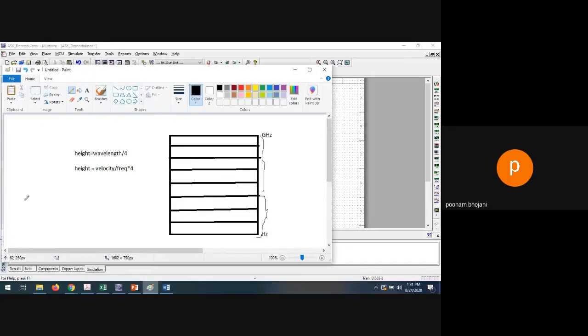After the RC filter, you will receive a signal like this, which has some oscillations over here, and then it will decrease to 0. Again it will increase and have some oscillations over here. Then again it will decrease, and so on. This is the low pass filter output.